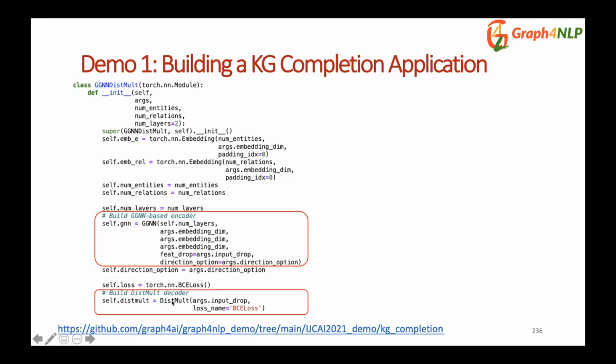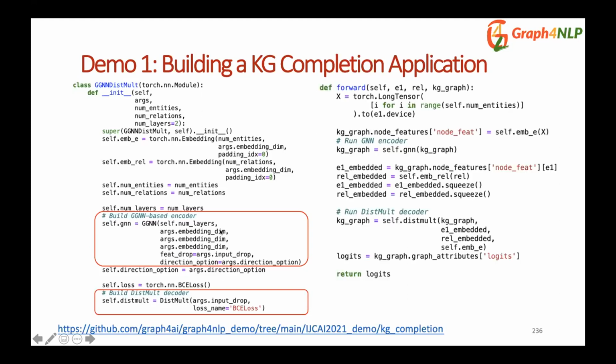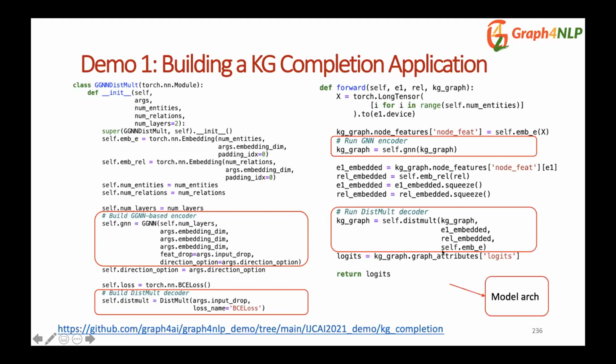For the decoder part, we can just call the decoder API implemented in this demo. Once we define the model architecture, we can just call the APIs to learn the graph embeddings and also to do the prediction.